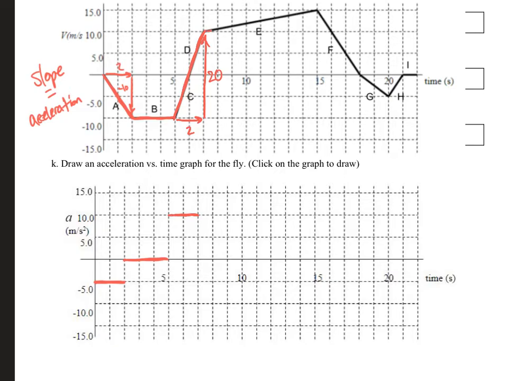Now E. E is this segment. What is the run of E? Well, it goes 1, 2, 3, 4, 5, 6, 7, 8 to the right.